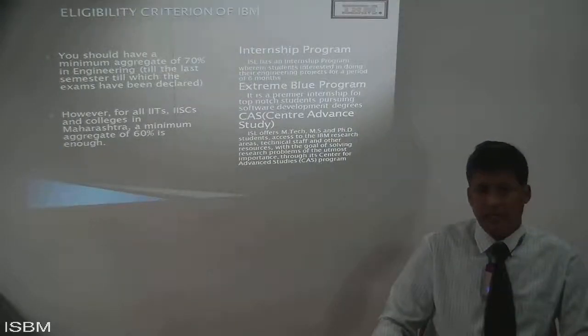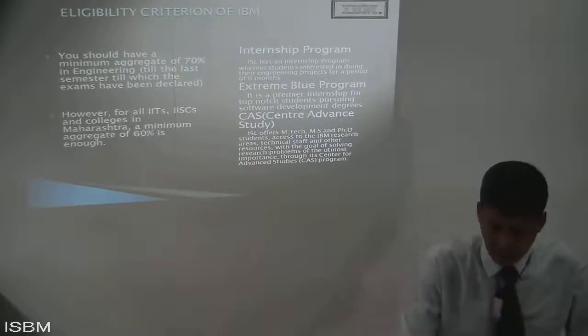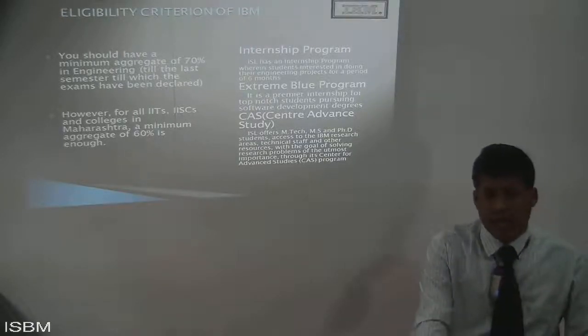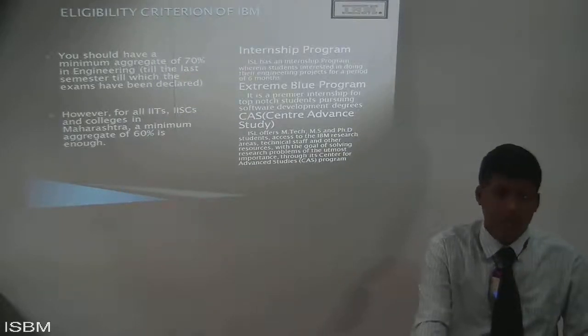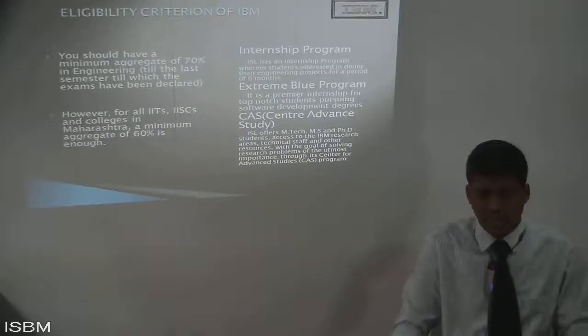The eligibility criteria of IBM, specified on the left hand side, you will see: you should have a minimum aggregate of 70% in engineering till the last semester, or till which the exams have been cleared. However, for all IITs or elite institutes, a minimum aggregate of 60% is good enough. Internship program is also one of the requisites, or looked into factors.